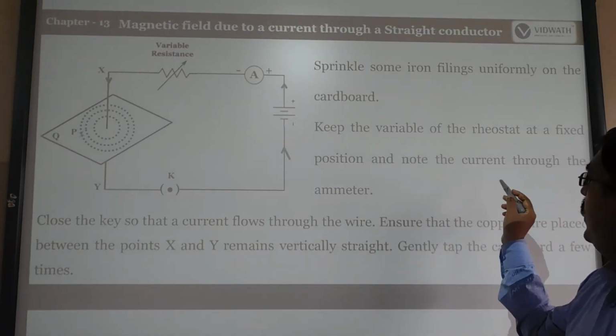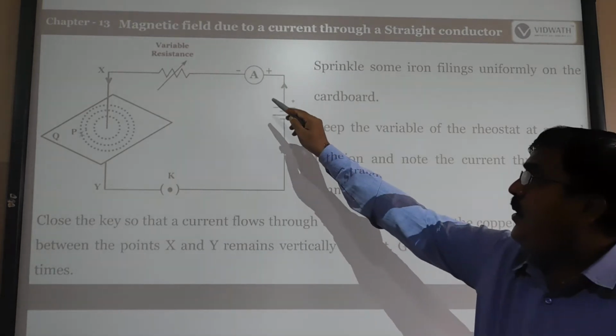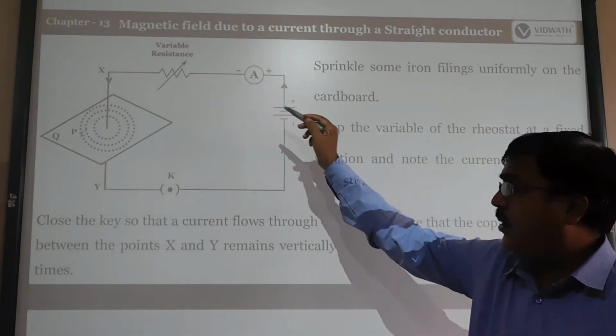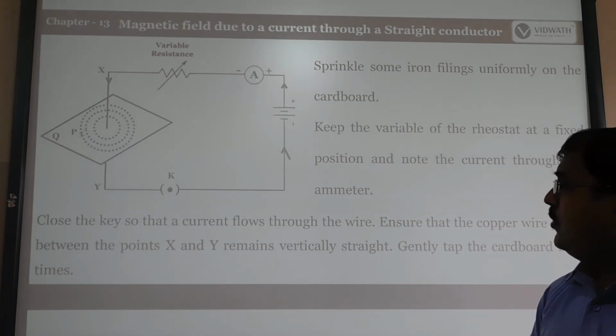Note the current through the ammeter, how much current is passed. That should be noted. Close the key so that the current flows through the wire.